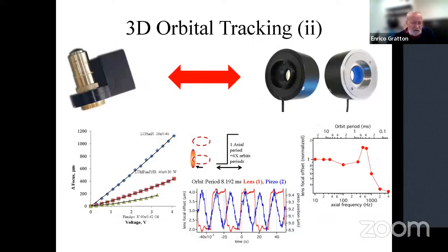So this method of using a piezo is relatively slow. A piezo has a response of the order of 150 microseconds. So we decided to use an electrical tunable lens, in which the focus is changed by changing the electric field that is applied to the cell.